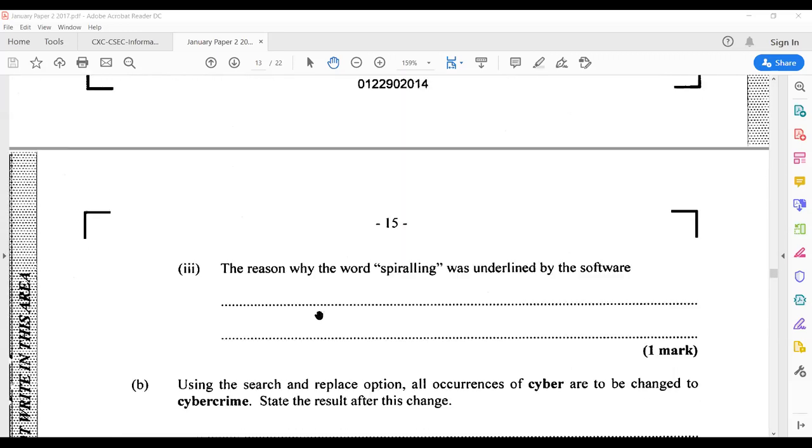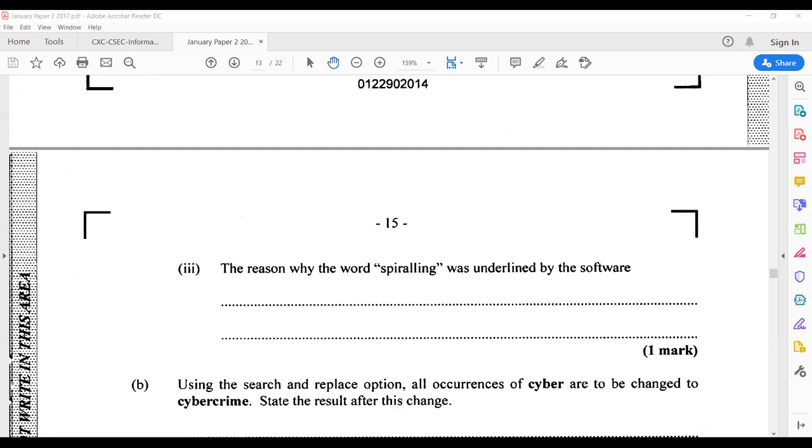Now the second thing, why would the word spiraling be underlined by the software? Right? It's spelled wrong or something. Yeah, so it could be that the word is spelled incorrectly and therefore it's flagged. Right? Now, that's something in the papers to also keep an eye out for. There are some questions that appear in the paper that could help with other questions, right? And you see that here. Because if you put underline as one of the formatting features, that would be incorrect. So you definitely could use this to your advantage.